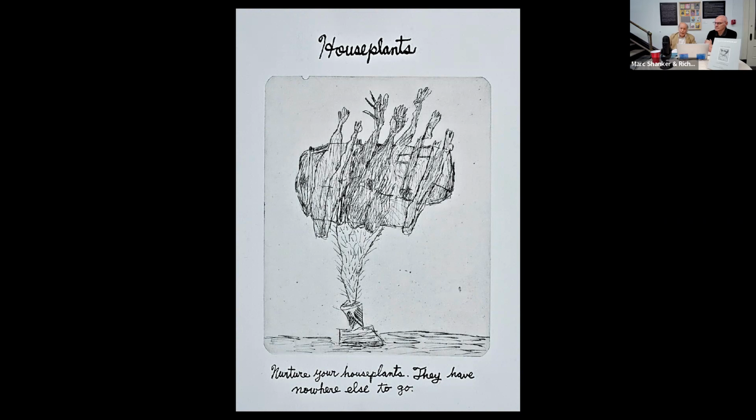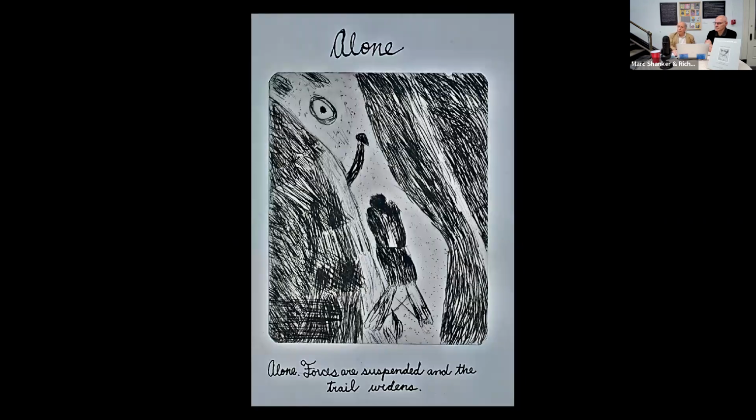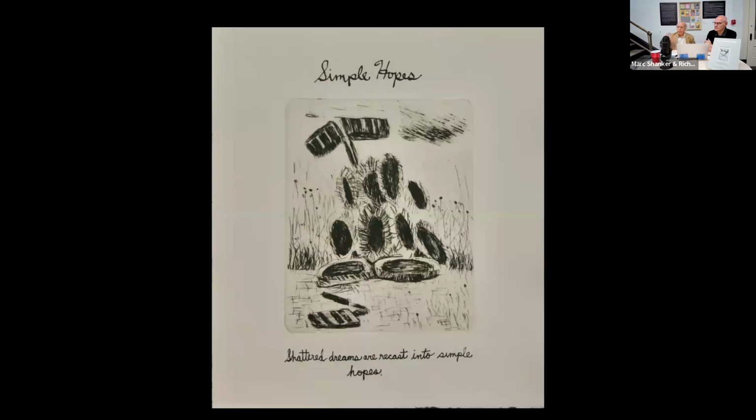So this is one of the prints. It's called Houseplants. Nurture your houseplants, where they have nowhere else to go. I mean, I think it's one of the saddest things is to see a houseplant that's been thrown out on the street. They're like orphans. Where do they go? This picture is Alone. Alone, forces are suspended and the trail widens. And that to me is sort of the artistic process when you no longer have an ego involvement. Everything opens and you can see the picture for what it is.